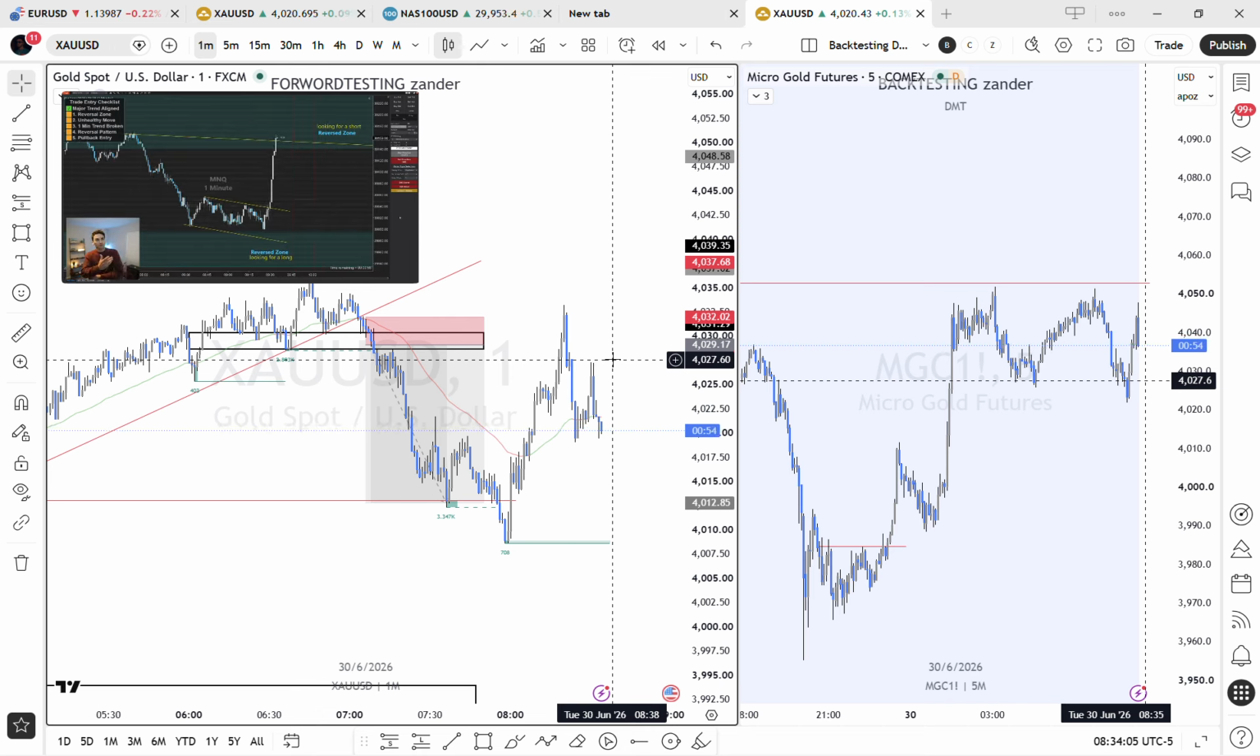Not going to catch it every time because it doesn't set up. Sometimes the market just moves without you. That's okay. It's not about capturing every move. It's about capturing the ones that your strategy tells you to jump in on.